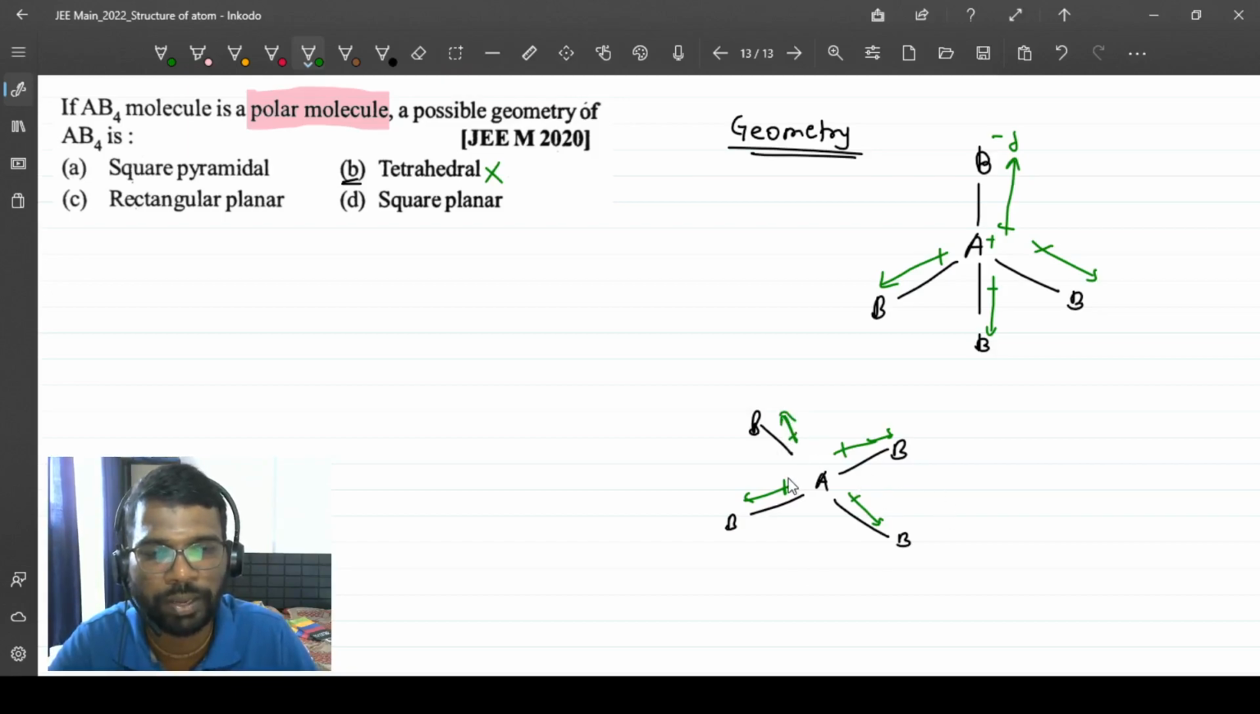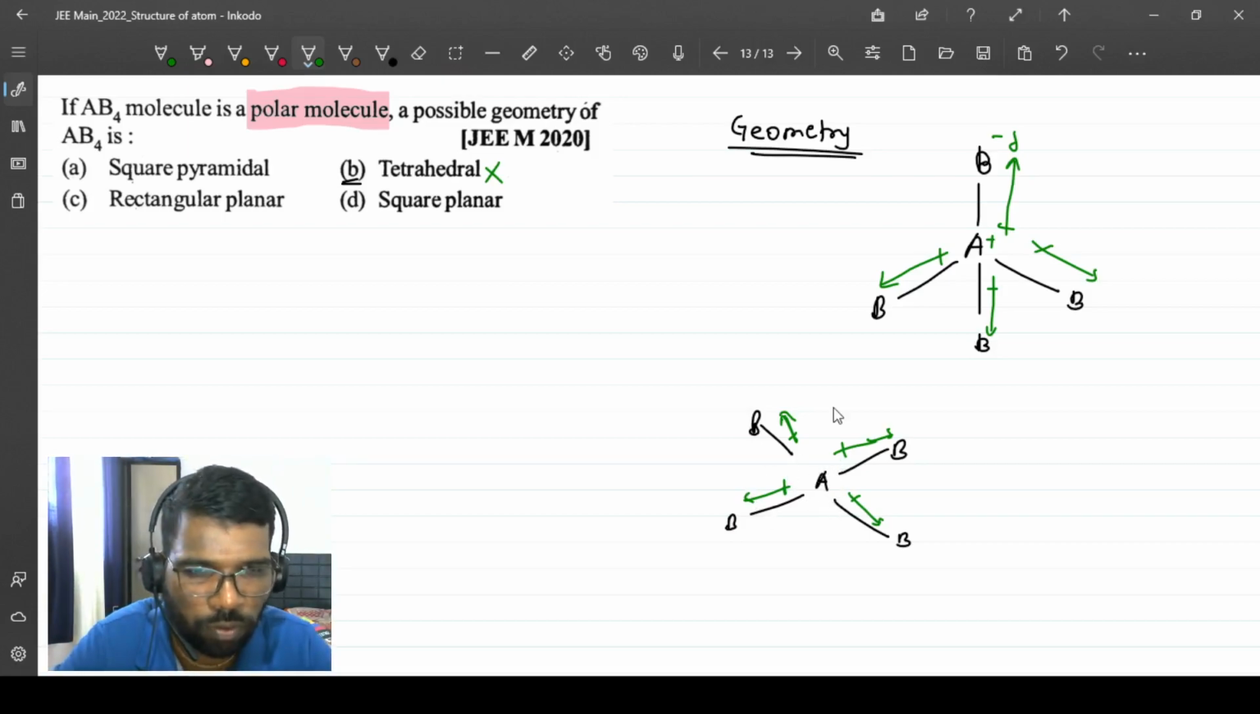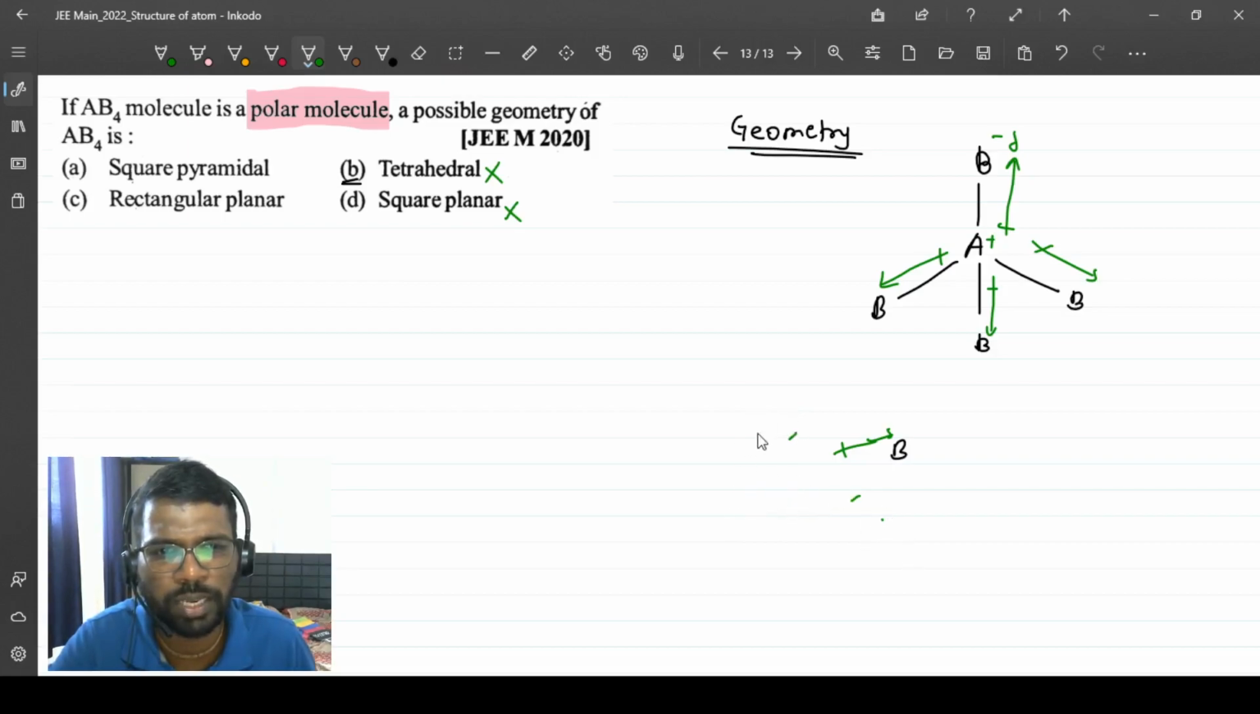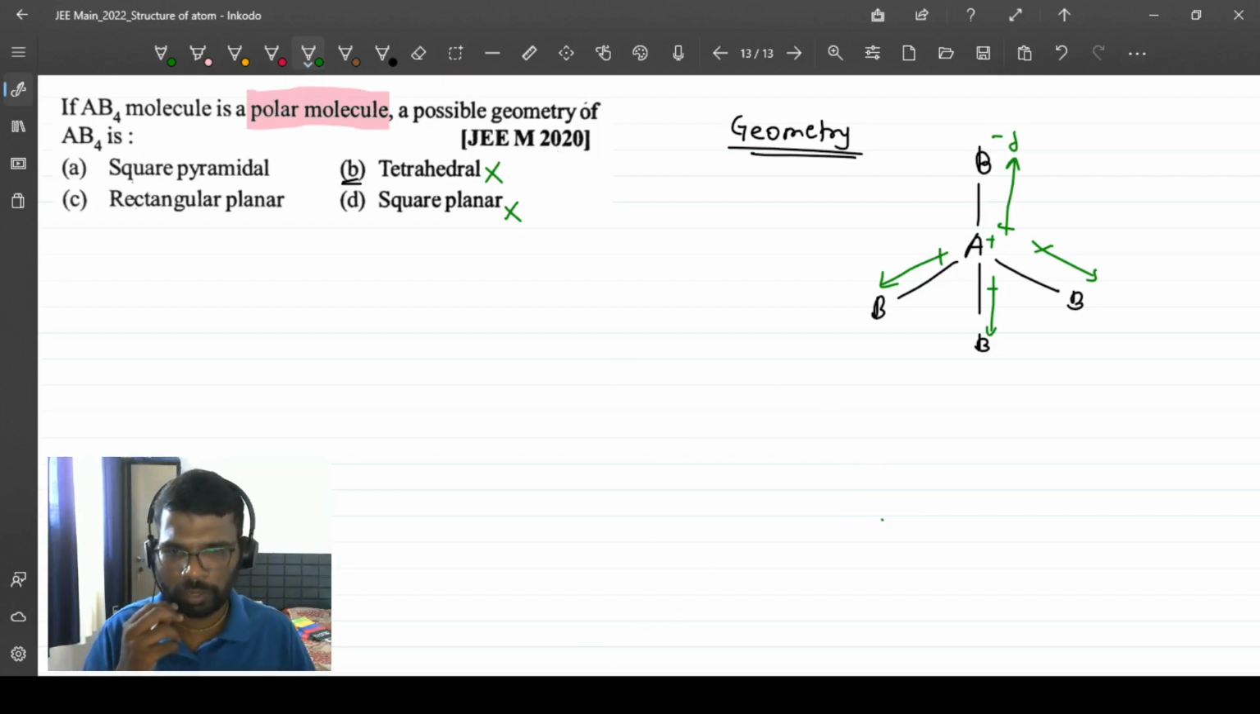This is square planar, meaning we are assuming there are no lone pairs. This will be the arrangement of all five atoms in one plane, and this is a non-polar molecule. So square planar is also not possible. Even a rectangular planar arrangement is not possible, because all the atoms are the same in that case.